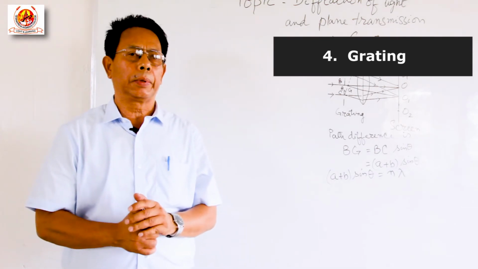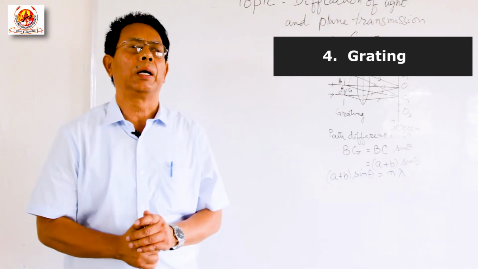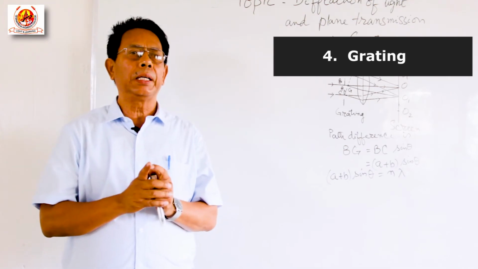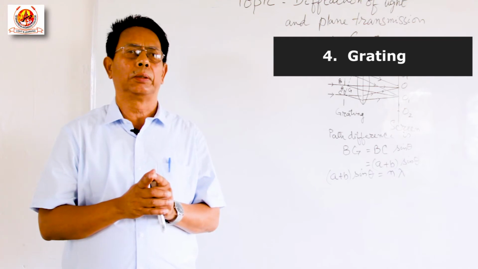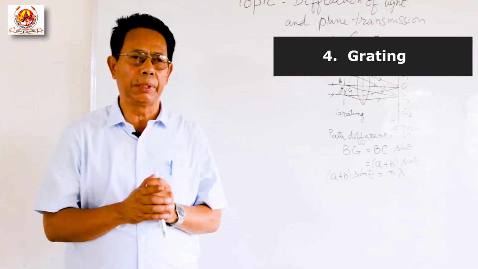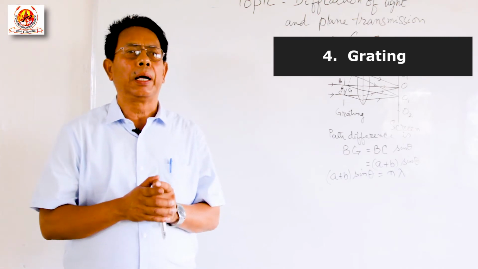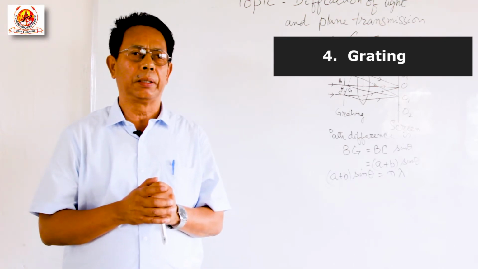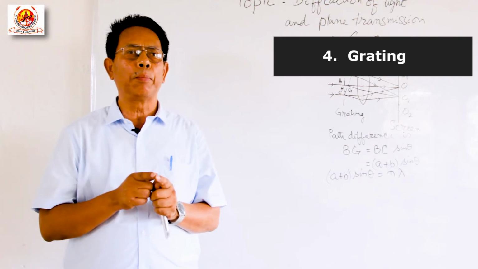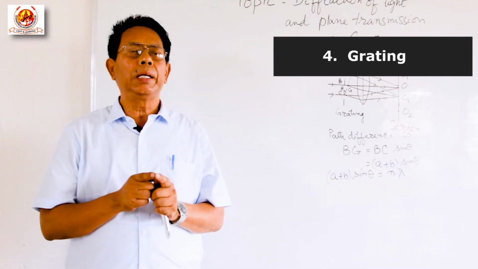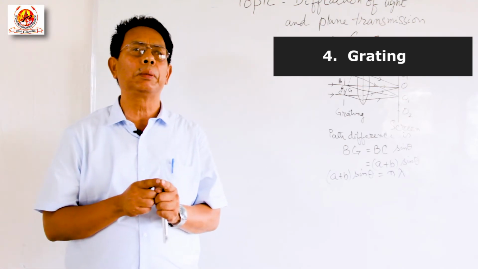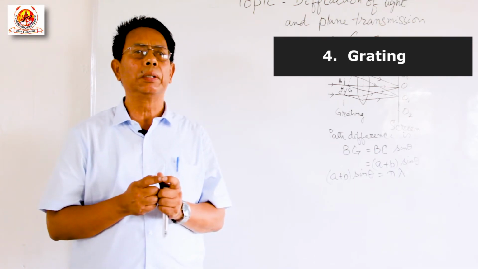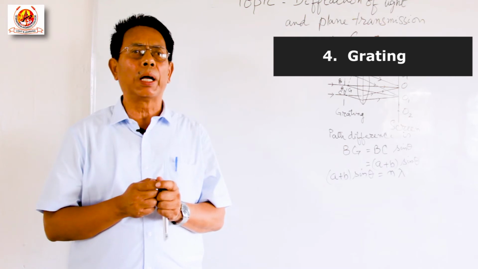Now, how a grating is made: a grating is actually an optically plain glass plate, usually of size 2 by 2 inches. On this glass plate, a number of parallel and equidistant rulings are made. These rulings are made with a fine diamond head, and usually 10,000 to 15,000 rulings per inch are made. So it comes to about 4,000 or 5,000 parallel lines in 1 centimeter.